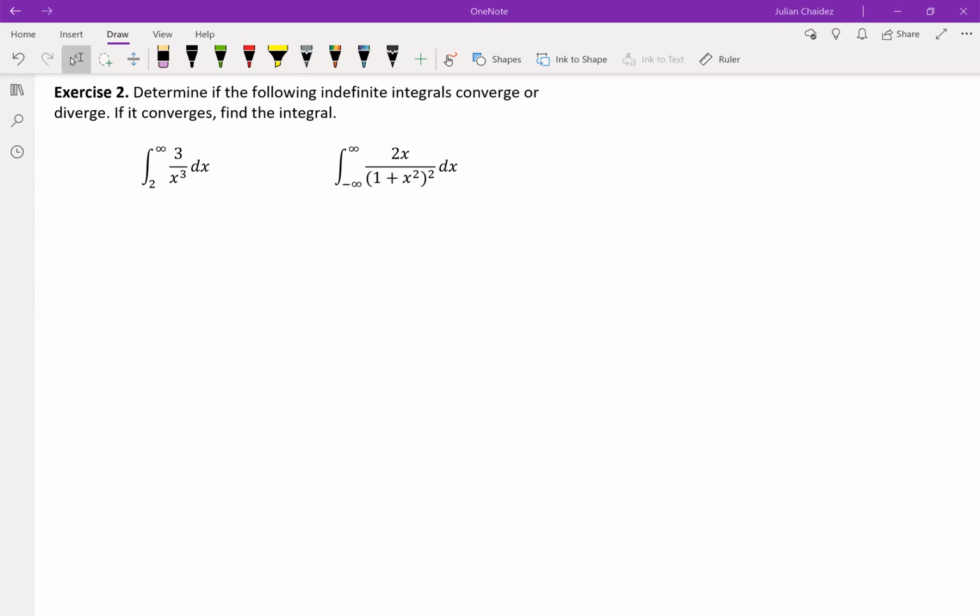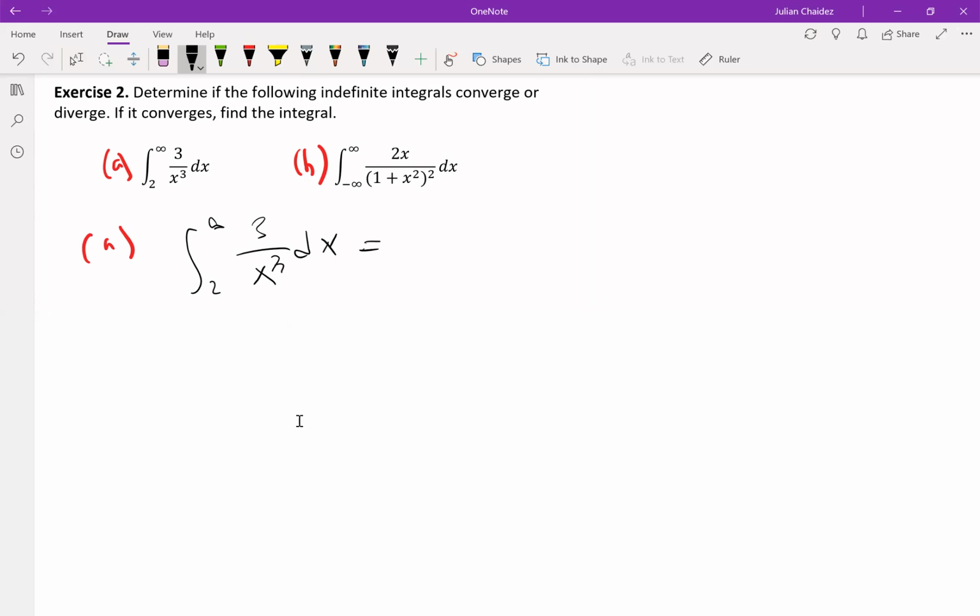All right, let's get started with the solutions. For the first one, let me call this one A and this one B. So for the first one, I'm taking this integral, 3 over x cubed dx.